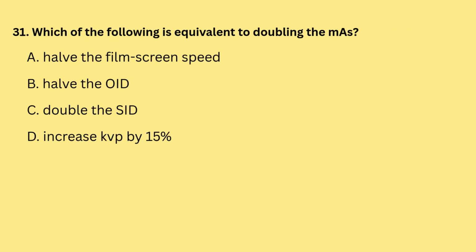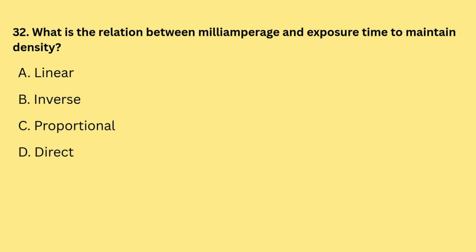The answer is C. Underexposure. Number 31. Which of the following is equivalent to doubling the mAs? A. Half the film screen speed, B. Half the OID, C. Double the SID, D. Increase kVp by 15%. The answer is D. Increase kVp by 15%.